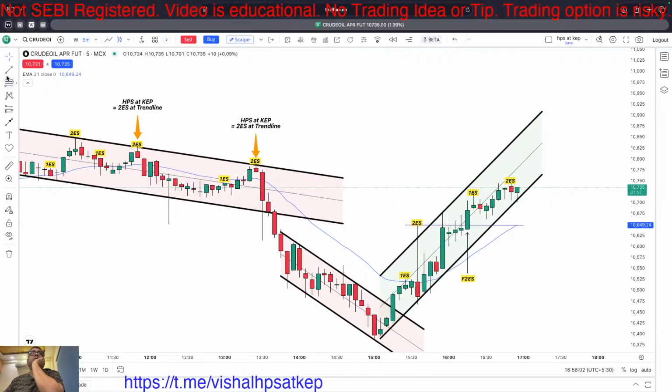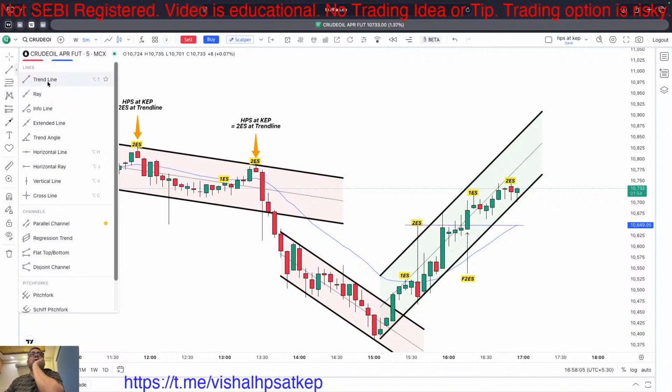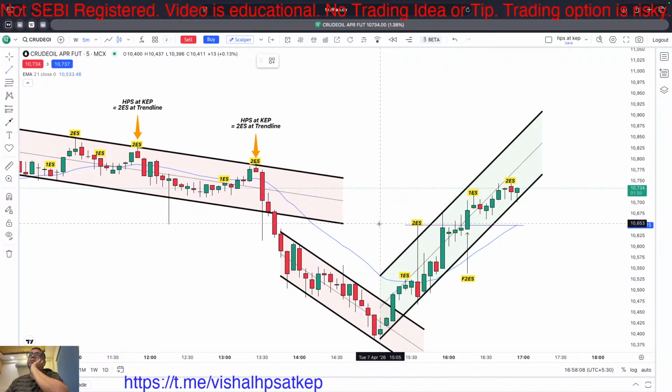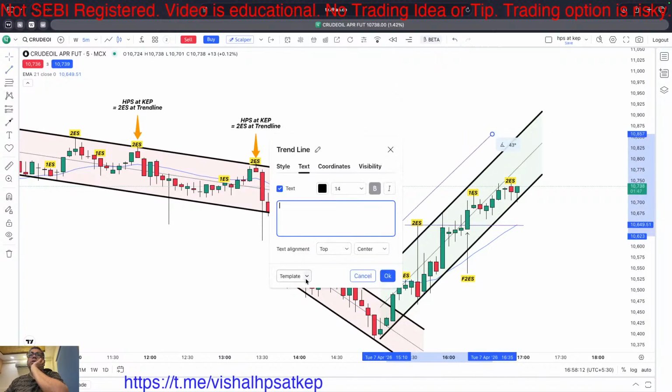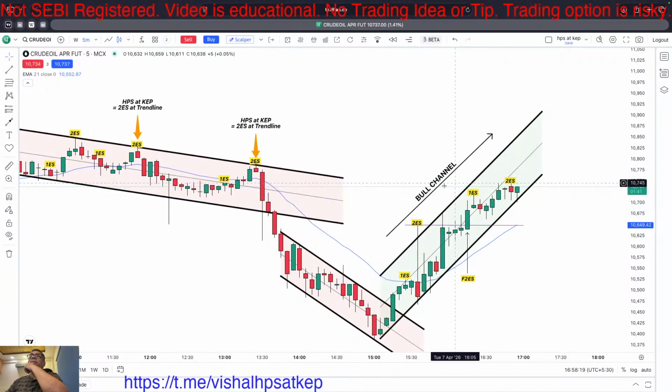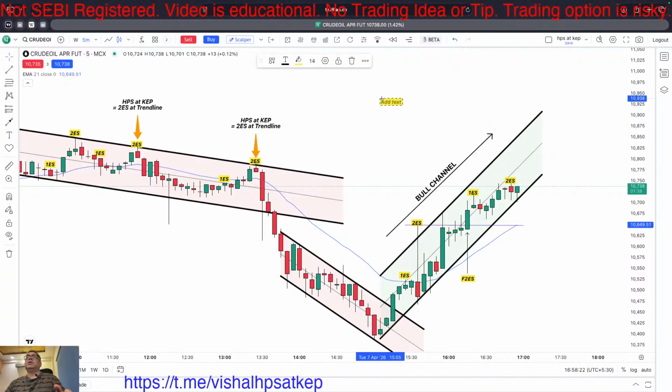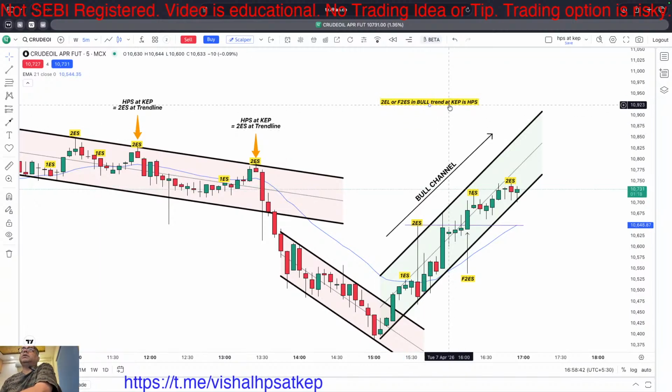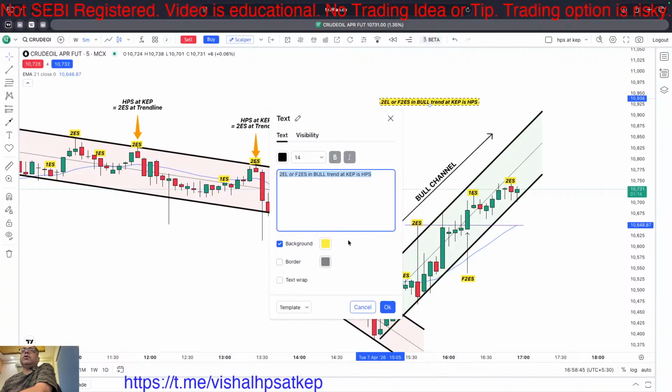When we are in a bullish trend, we are looking for second entry long or failure of second entry short. This is a bull channel. Okay, so we are looking for second entry long or failed second entry short. We are looking for high probability setup, a setup which has higher chance of success.